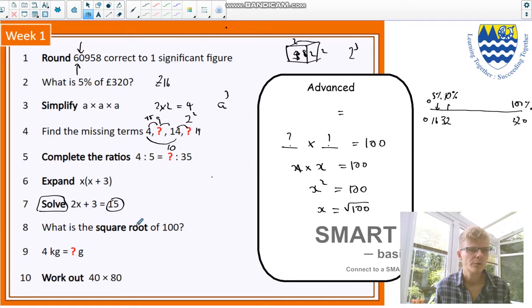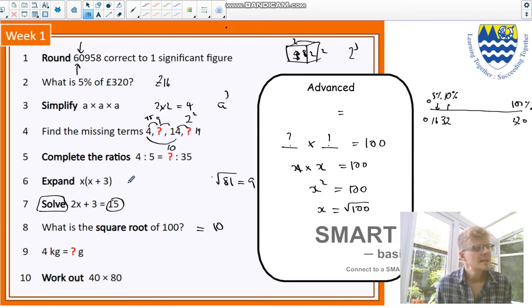And there we go. What is the square root of 100? Well, what number do I have to times by itself to make 100? Well, that's 10, because 10 times 10 is 100. So if you know your multiplications really well, finding a square root is really easy. So for instance, if we wanted the square root of 81, well, that would be 9, because 9 times 9 is 81.